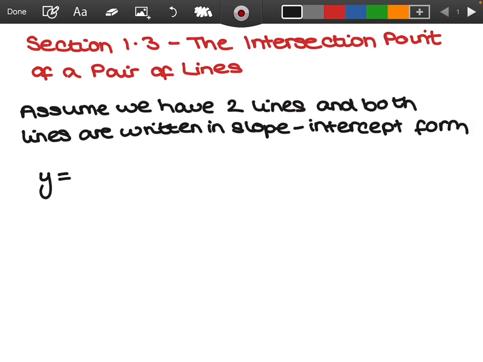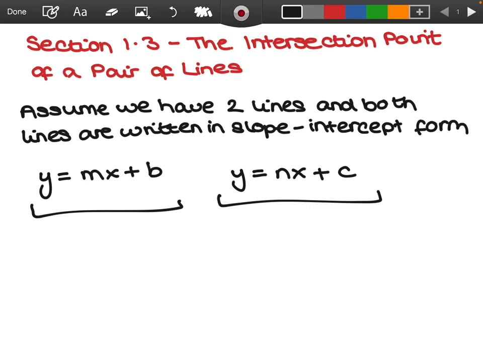Okay. So I'm going to write that as my first line is going to be y is equal to mx plus b, and my other line I'll say is y equals nx plus c. Okay, n would be the slope and c would obviously be the y coordinate of the y-intercept. If I want to find the point of intersection, it's actually very easy when the two lines are already in slope-intercept form. You'll see that both of these lines actually have y on their left-hand side. The right-hand sides are different, but the left-hand side on both of them is y.